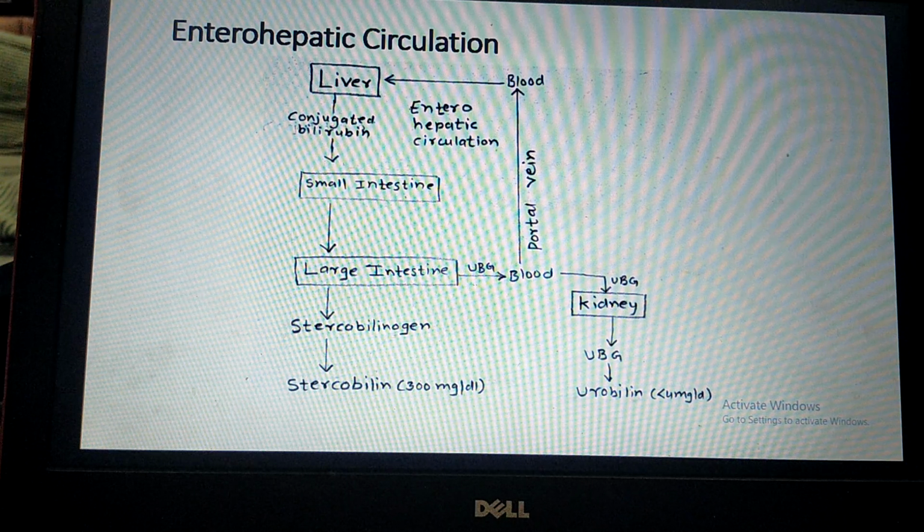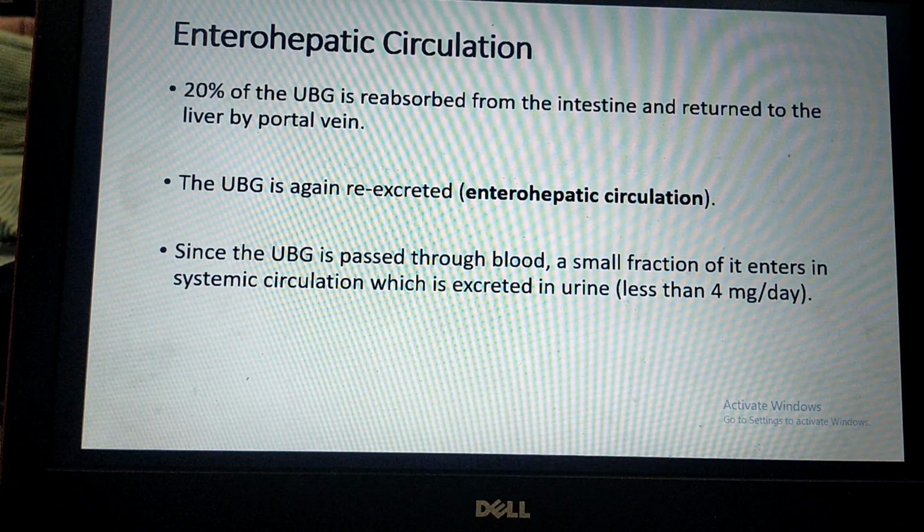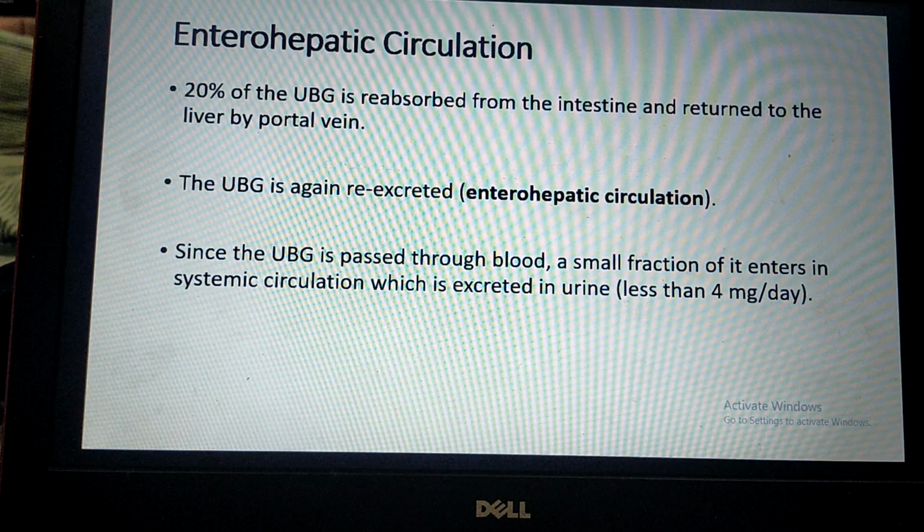Now during this enterohepatic circulation, a small amount of urobilinogen escapes from the portal vein and enters into the systemic circulation. Through the systemic circulation it goes to the kidney, where it gets filtered and excreted into the urine. When it is exposed to oxygen, this urobilinogen is converted into urobilin, which gives pale yellow color to the urine. So this is about the enterohepatic circulation.